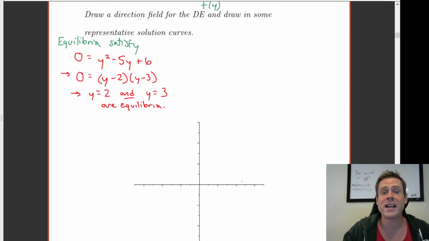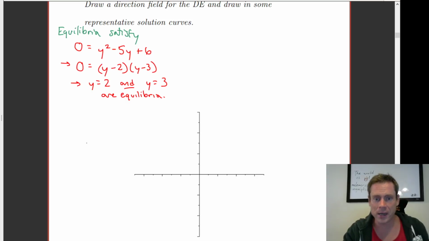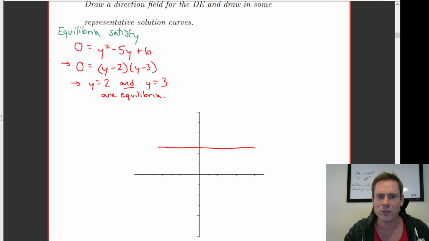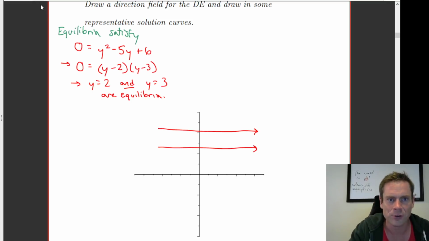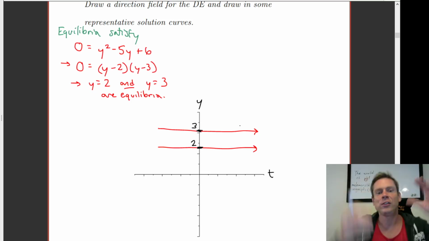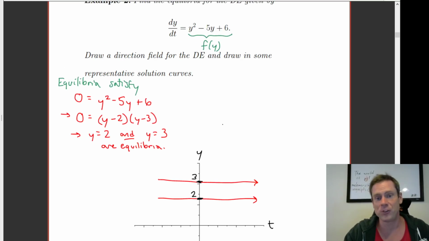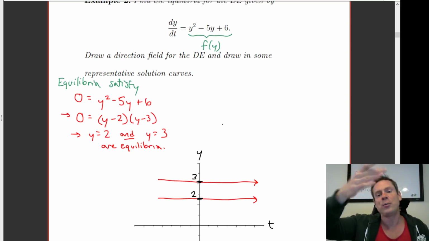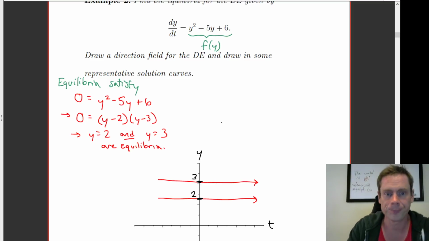I'm going to draw those right into the graph right away. It won't be perfect, but I know that solutions, if they start on 2, will stay on 2 for all time. And if solutions start on 3, they'll stay on 3 for all time. I'm going to label this axis, this is 3 right here. It's not to scale, but I just want to demonstrate some stuff. This is my y-axis, this is t. Okay, I want to figure out what solutions are doing off of 2 and 3. So what do they do above 3? What do they do between 2 and 3? What do they do below 2?